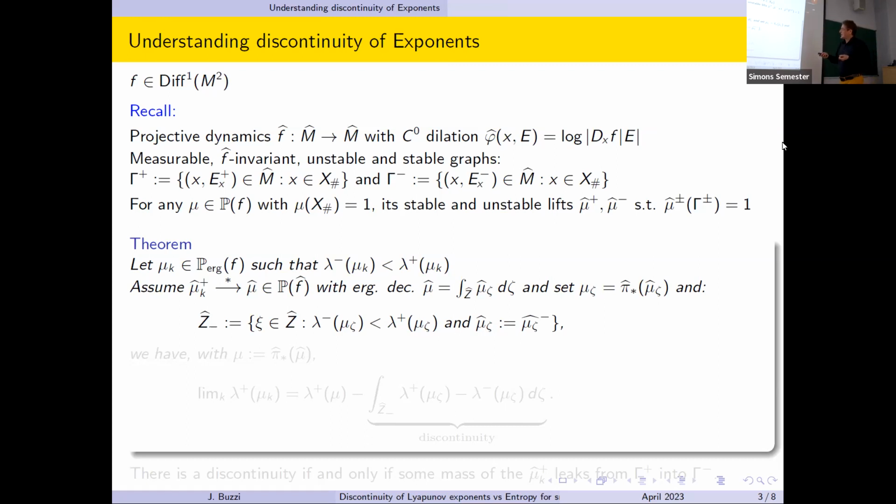You look at your ergodic component of mu hat, this mu zeta hat. Now you project it and you lift it back using the stable graph. You get this stable lift. And this Z minus is, to summarize, the set of ergodic components which are carried by the stable graph.